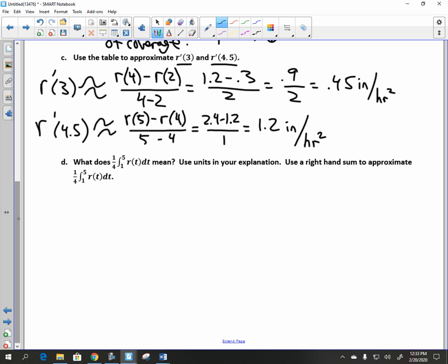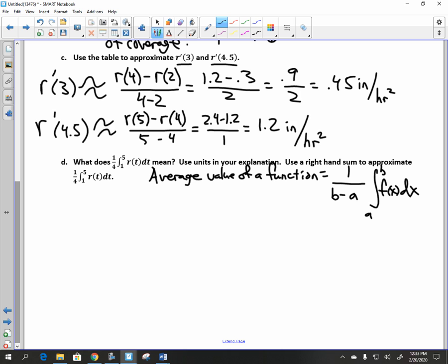And finally, the last question here, and then we'll move to the back side. It says, what does that thing mean? Does that look familiar to you guys? We learned that the average value of a function is equal to the integral times 1 over b minus a.